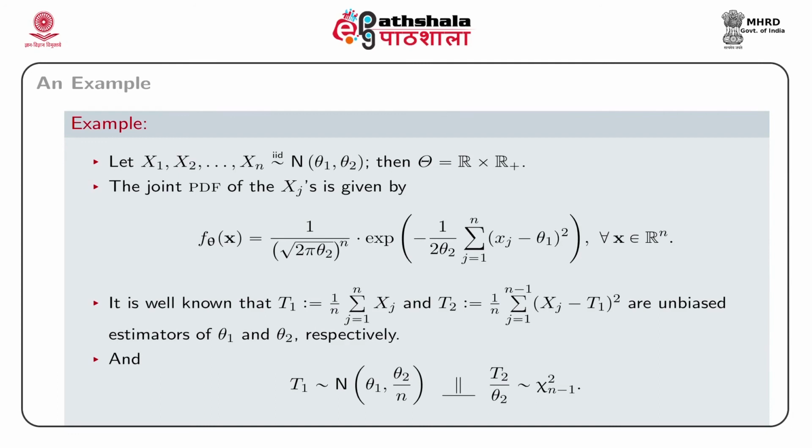(n minus 1) into s square divided by theta 2 follows chi-square distribution with n minus 1 degrees of freedom, we get variance of T1 equals theta 2 by n and variance of T2 equals theta 2 square divided by n minus 1, where we have used the fact that variance of chi-square(n minus 1) distribution is equal to 2 into (n minus 1). As x bar and s square are independent, we get covariance between T1 and T2 equals 0.